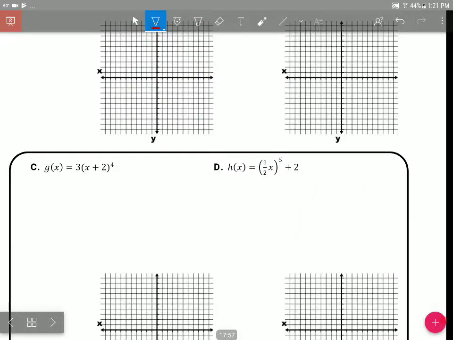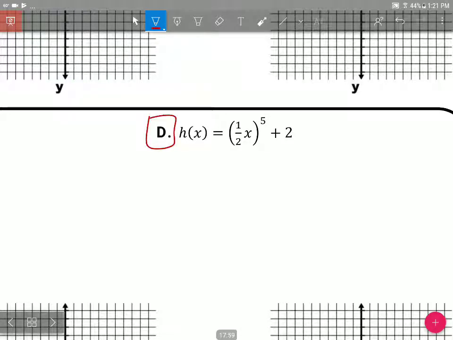All right. Do letter D real fast. Switch over to letter D. Take 30 seconds and knock out letter D real fast.